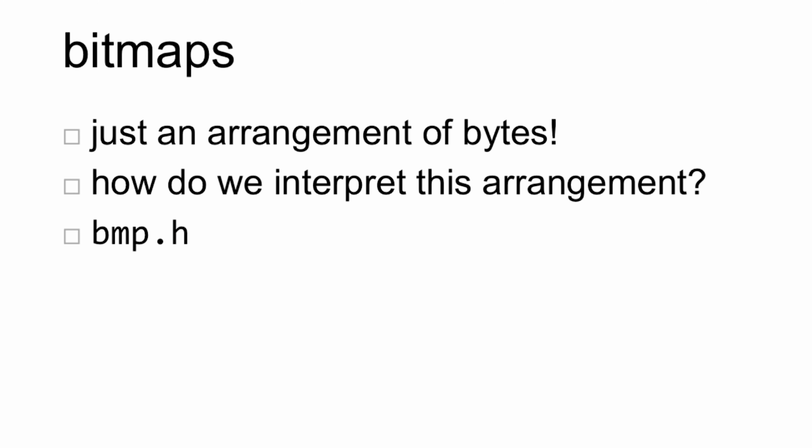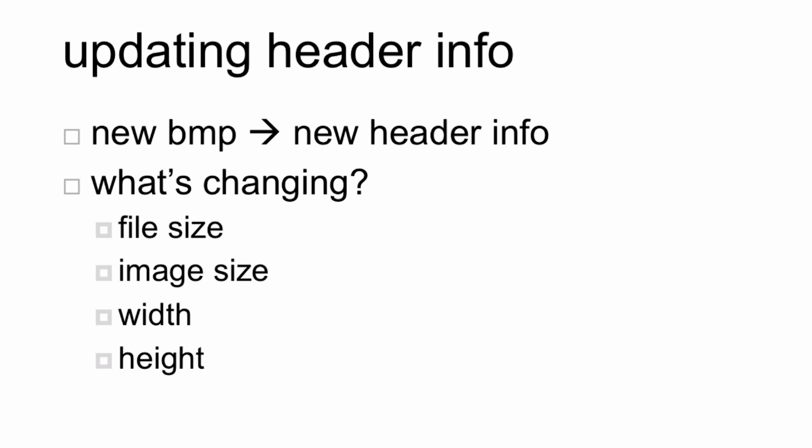Now, bitmaps are simply an arrangement of bytes, just like any other file. It's just a matter of how we interpret this arrangement. So take a look into bmp.h for some documentation. Essentially, whenever we have a new bitmap, we'll need to update the header information. So what's changing when we're scaling up or scaling down? Well, the file size is going to change, as does the image size, the width, and the height of our bitmap.